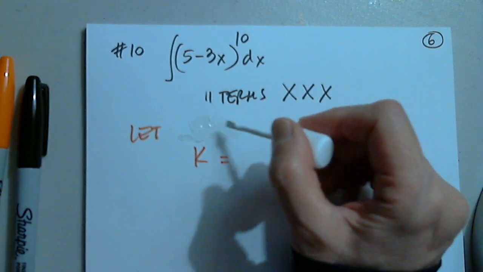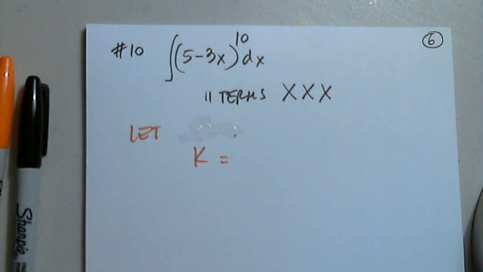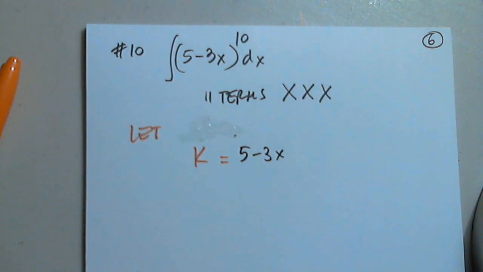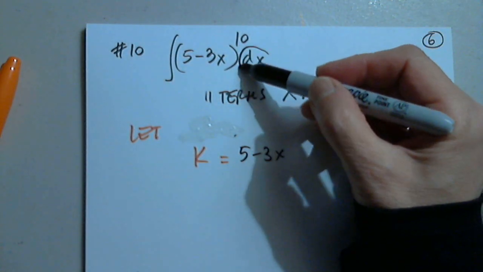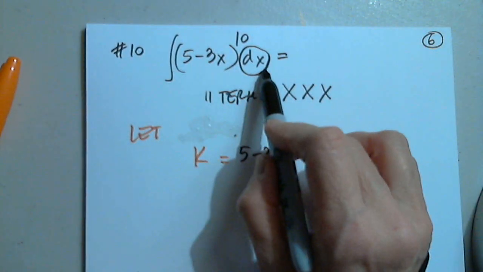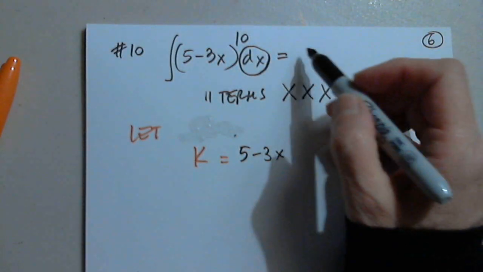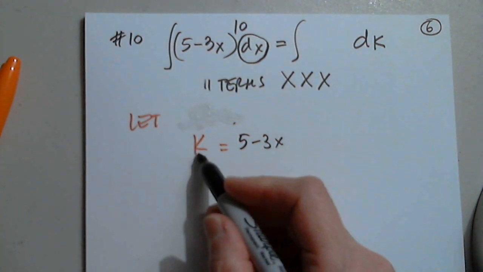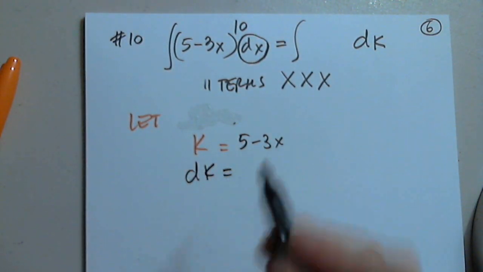Are we setting it equal to the function? Equal to what? So 5 minus 3x. Exactly, 5 minus 3x. See this? When I change the integral from blah, blah, blah dx, I have to have the integral now in dk. So can anyone give us dk for this function?